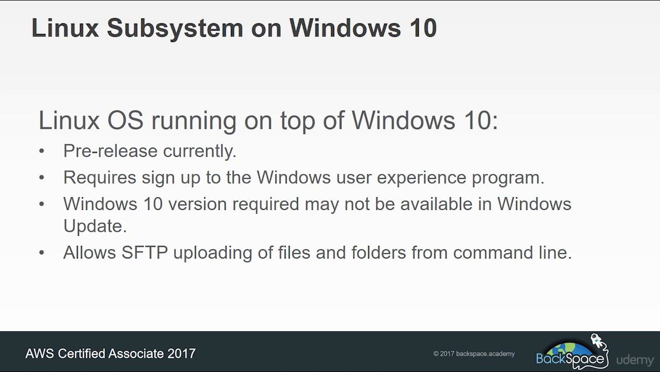So it's pre-release currently. Be aware of that. You need to sign up for all the disclaimers to say that, hey, this is pre-release. It may cause problems to your operating system. It's not going to be fully supported. It requires you to sign up to the Windows User Experience program. It also requires you to have a Windows 10 version that may not actually be available in Windows Update, so it may require you to download a pre-release ISO of Windows 10 and install that, so a lot of mucking around. But it's a true Linux operating system, and it allows you to do SFTP uploading of files and folders from the command line, as well as doing SSH into an EC2 instance.